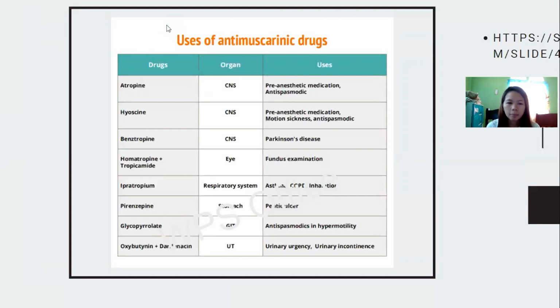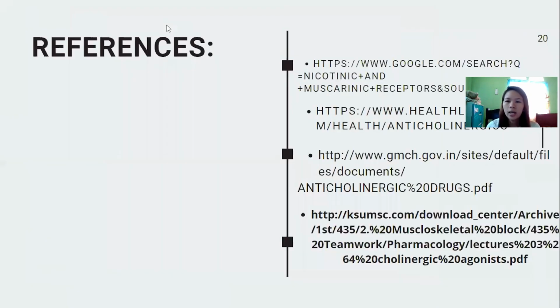Drug: pirenzepine, organ: stomach, uses: peptic ulcer. Drug: glycopyrrolate, organ: GIT, and the use of it is as antispasmodic in hypermotility. Lastly, oxybutynin, organ: urinary tract, uses: urinary urgency and urinary incontinence.